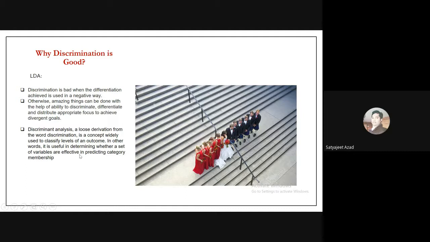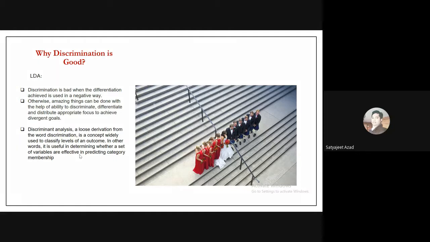In other words, it is useful in determining whether a set of variables is effective in predicting category membership. For example, a person having an age of 35 years, experience of 10, and a credit card or not. If this data is available, how can I predict the category he will belong to, what his membership will be. So LDA is a more powerful technique to discriminate. That is why it's much better than logistic regression.